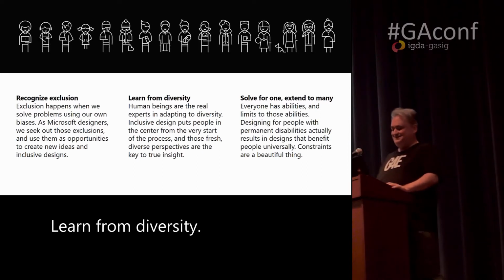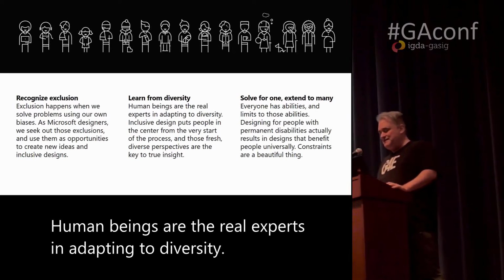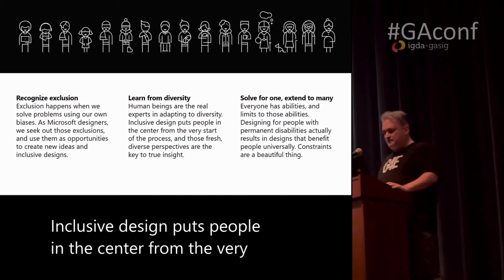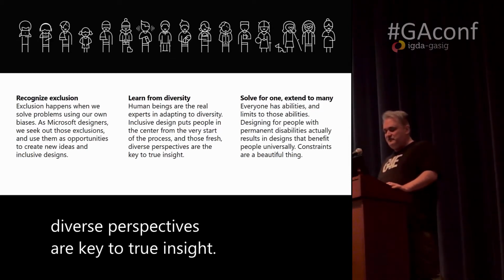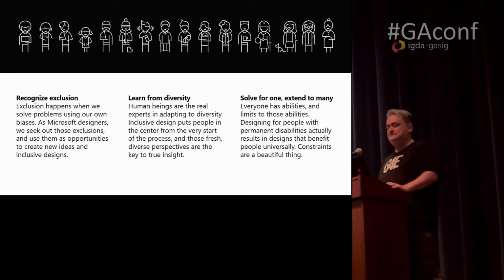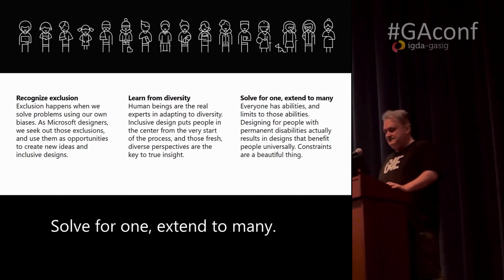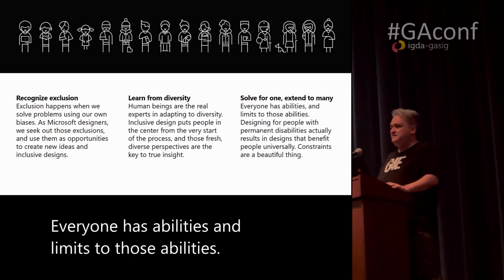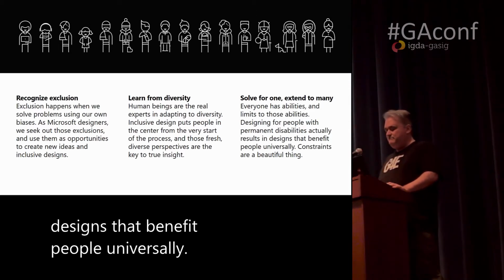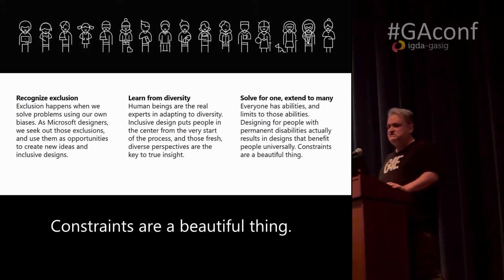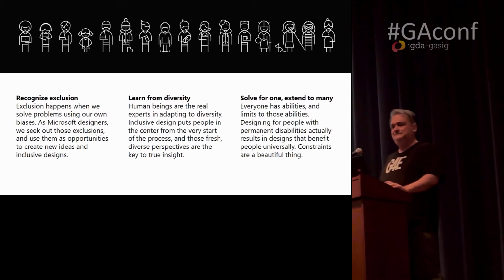Learn from diversity. Human beings are the real experts in adapting to diversity. Inclusive design puts people in the center from the very start of the process, and those fresh and diverse perspectives are key to true insight. Solve for one, extend to many. Everyone has abilities and limits to those abilities. Designing for people with permanent disabilities actually results in designs that benefit people universally. Constraints are a beautiful thing.